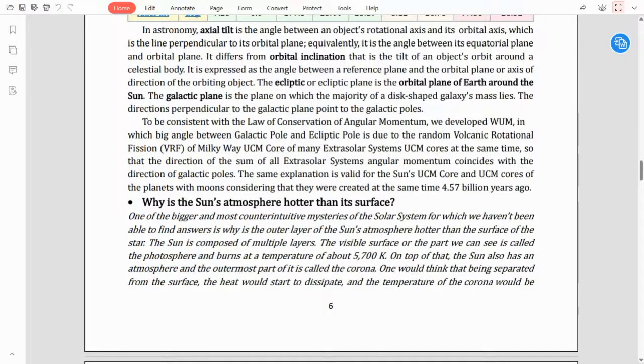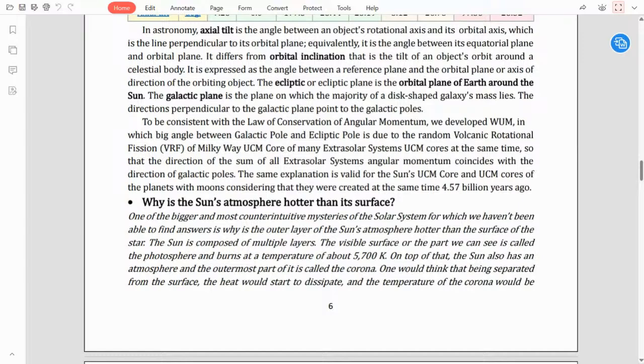Why is the Sun's atmosphere hotter than its surface? One of the bigger and most counterintuitive mysteries of the solar system, for which we have not been able to find answers, is why the outer layer of the Sun's atmosphere is hotter than the surface of the star. The Sun is composed of multiple layers. The visible surface, the part we can see, is called the photosphere and burns at a temperature of about 5700 K.